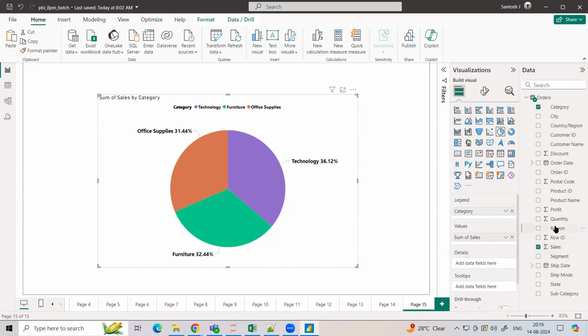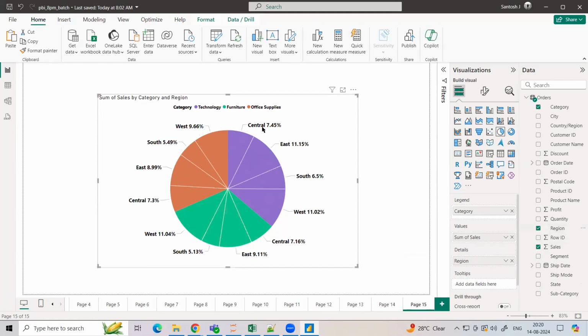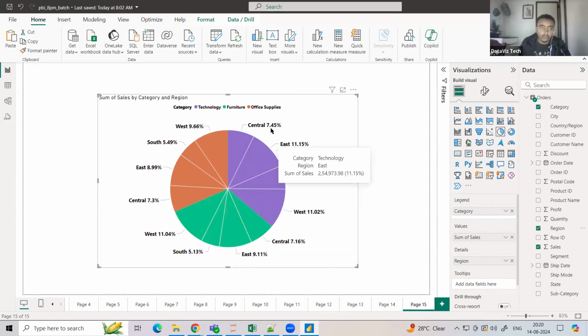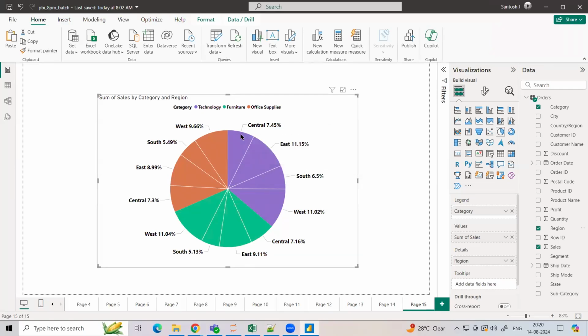region here. So what is happening? This Central is giving 7%. 7% plus 11% plus 6% plus 11% should add up to 100%, because within technology is what I am calculating the percentage. But what is it giving? This 7% is Central with respect to technology overall. Overall means what? 1, 2, 3, 4, 5, 6, 7, 8, 9, 10, 11, 12. Out of 12 parts, how much it is giving? That percentage it is giving is ideally wrong.